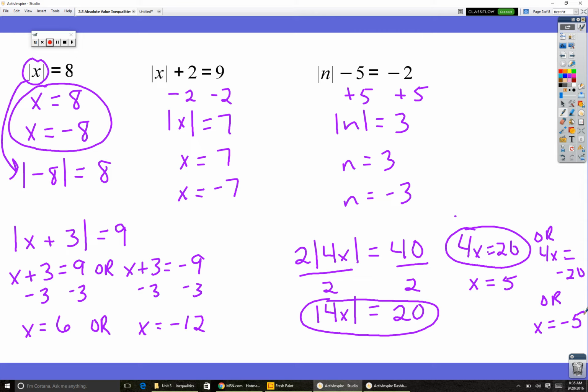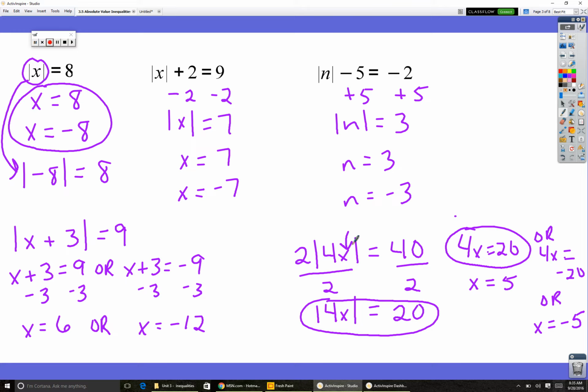If we put 5 in for this x, we have 4 times 5 is 20. Or wait a second, 2 times 4 times 5 is 20. The absolute value of 20 is 20, and 20 times 2 is 40. If we put negative 5 in, 4 times negative 5 is negative 20. The absolute value of negative 20 is positive 20, and positive 20 times 2 is 40. Okay, any questions about this before we do a couple more?